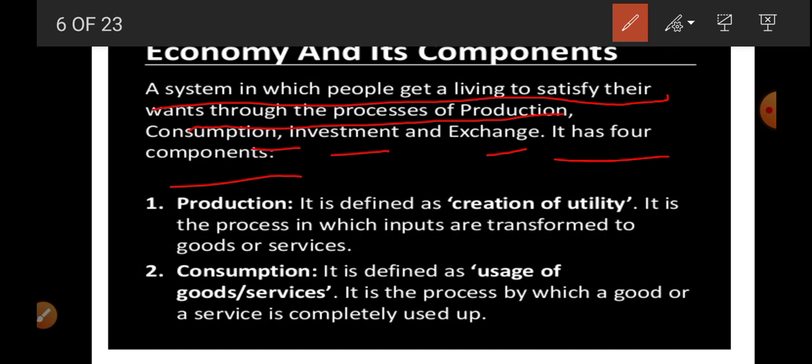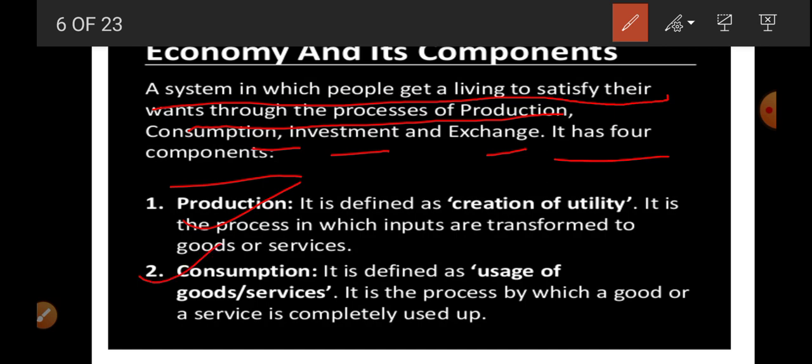The first is what? Production. Production is the transformation of raw material into useful goods. Like you can take the example of timber. Timber is not directly useful, but when a carpenter makes a chair, furniture, or door, it becomes useful. So production means when raw material is transformed into useful things.